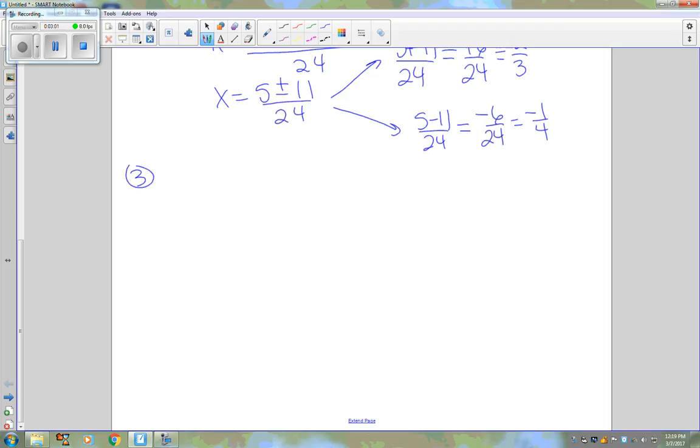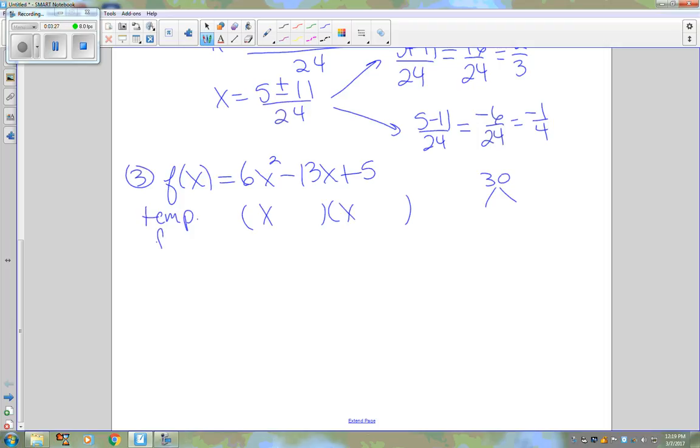Number 3, you are asked to factor this. So f of x equals 6x squared minus 13x plus 5. Use the slide, divide method. You multiply the leading coefficient, 6 times 5, and that gives you 30. I'll put an x here and an x here. These are my temporary factors. And I need a product of 30 and a sum of negative 13. That's negative 3 and negative 10.